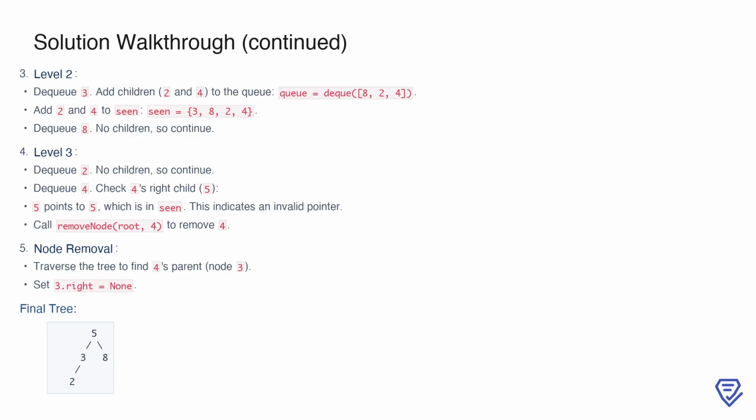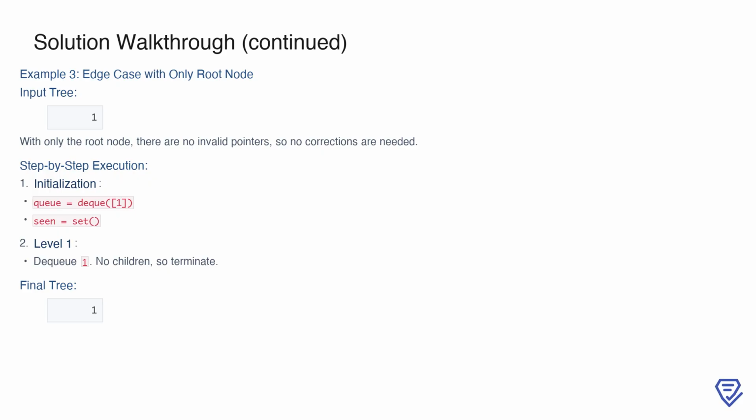To resolve this, we call the remove node function to remove node 4. The function locates node 4's parent, which is node 3, and sets its right child to none, successfully removing node 4. The final tree is now corrected, with node 5 as the root, nodes 3 and 8 as its children, and node 2 as the left child of node 3. In this edge case, the tree contains only the root node, which is node 1.